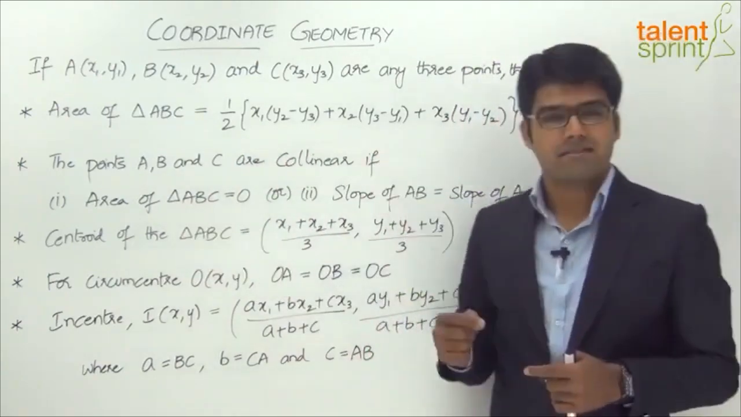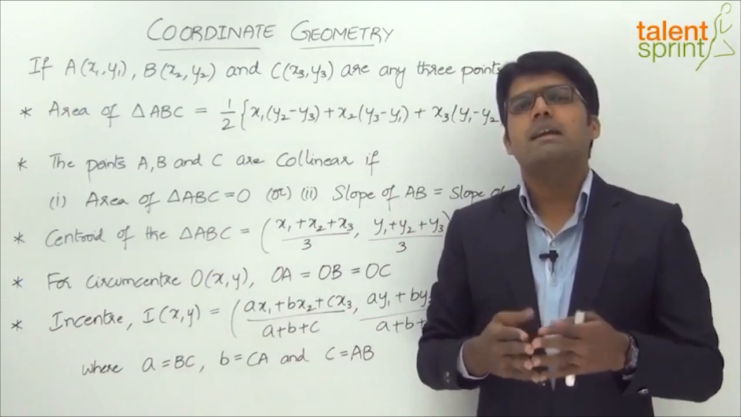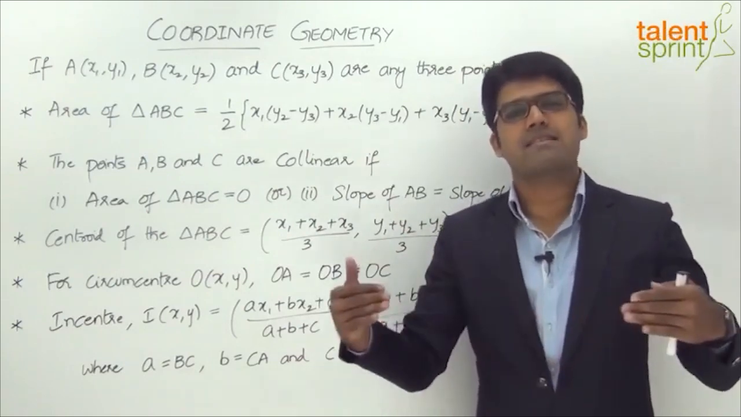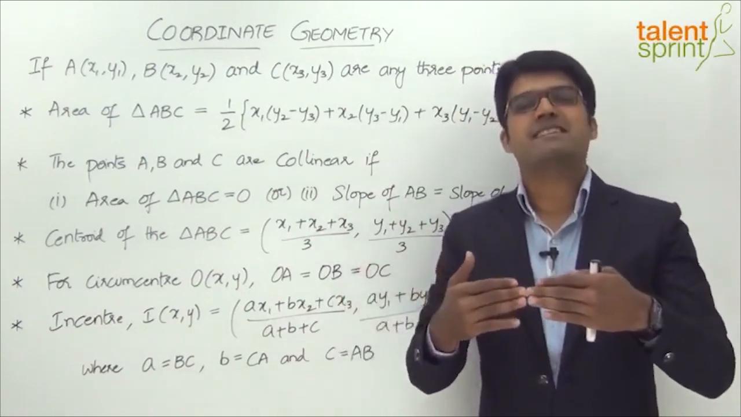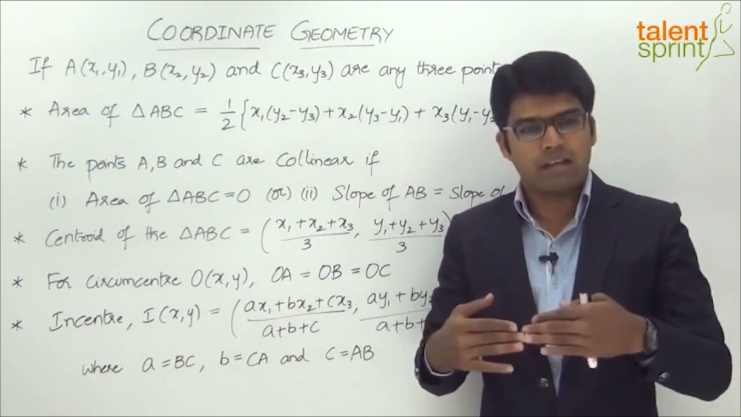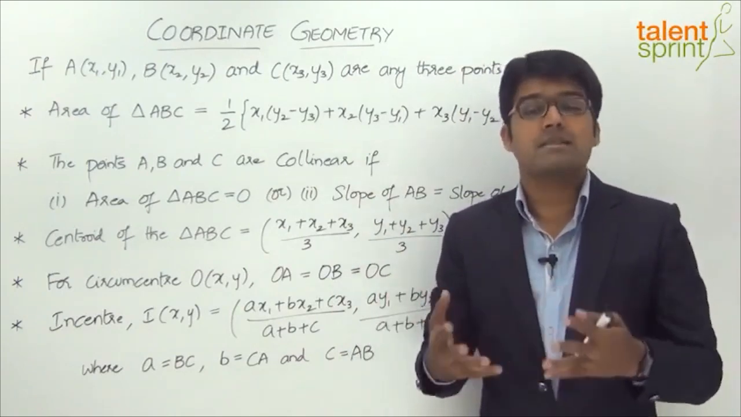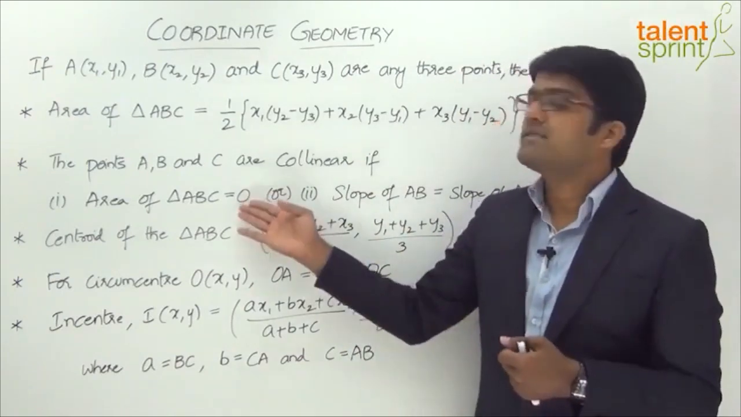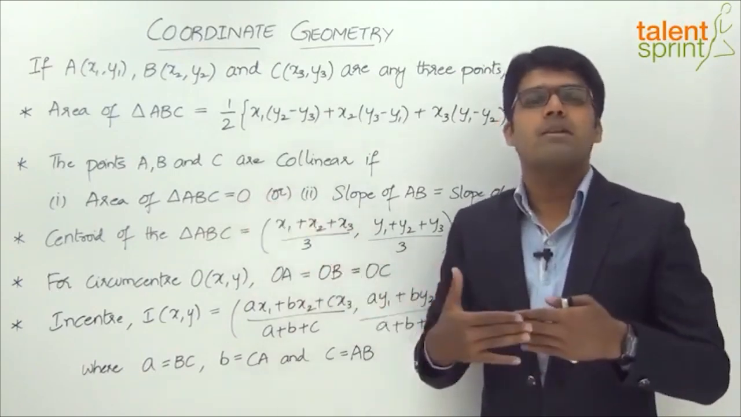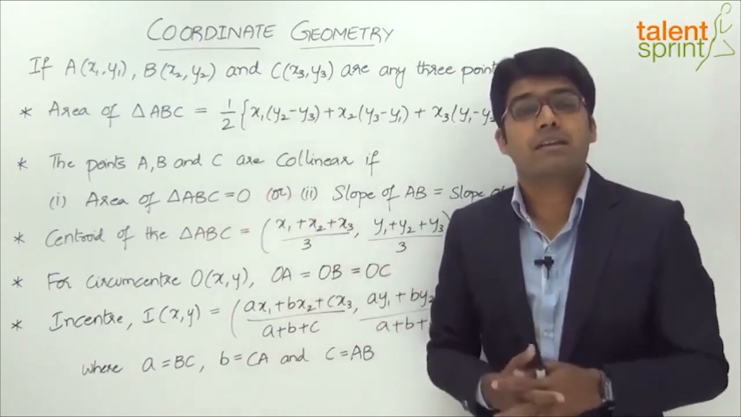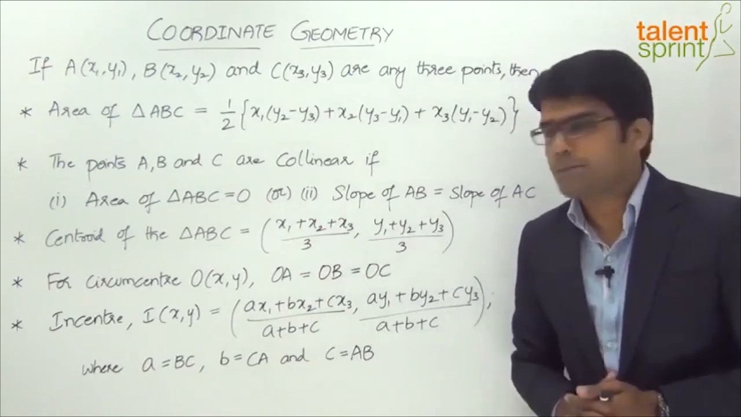If the area of the triangle is 0, it indicates that the 3 points are on a straight line. Only when they are not in a straight line can we make a triangle out of them and find the area, right? There will be some considerable area. But when the area is 0, it's clear that the 3 points are on the same straight line, and hence we can conclude that the points are collinear.